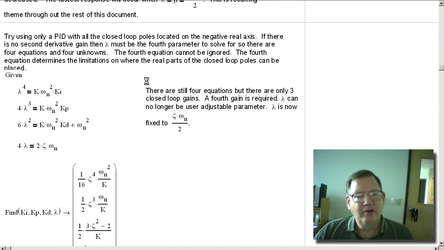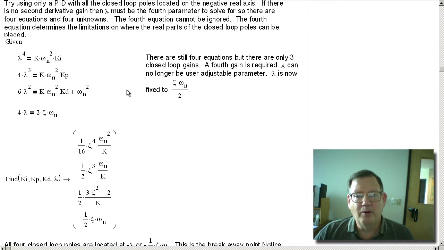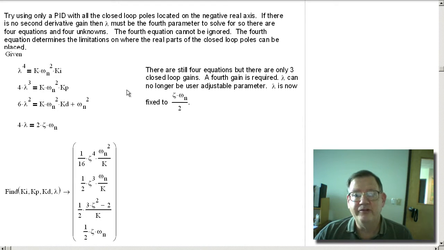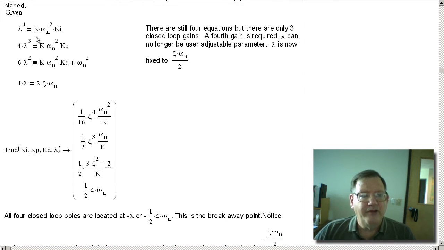Now I'm going to try using a PID with all the poles on the negative real axis, but I'm only going to use 3 gains. So I'm not going to use the second derivative gain, and then you can see the problem. Since I have 4 equations and only 3 unknowns, I have to use lambda as one of the unknowns, and it solves for the integrator, proportional, and derivative gain, and this is lambda. And this is actually the breakaway point right here.